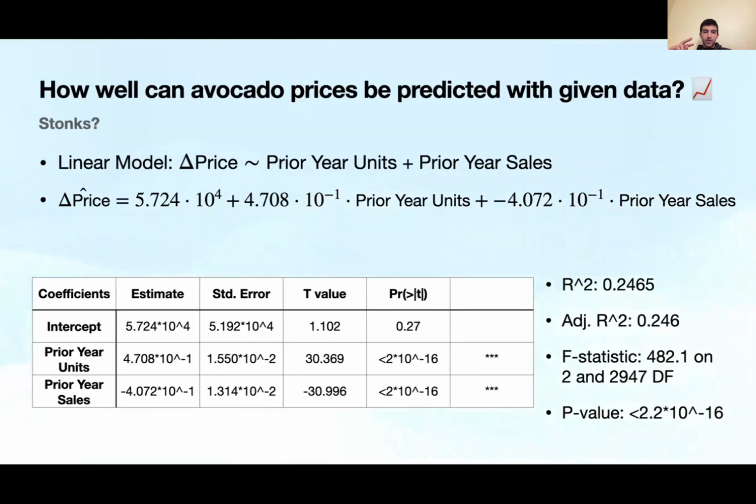Now it's important to point out that since the average selling price of avocados doesn't vary much over time, they're between 1 to 1.3. You would expect the prior year units and the prior year sales to be closely related to each other, because the prior year sales is just the prior year units multiplied by its average selling price. That partially explains why the estimates for the prior year units coefficient and the prior year sales coefficient are so close to each other.